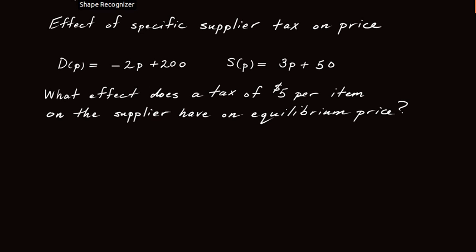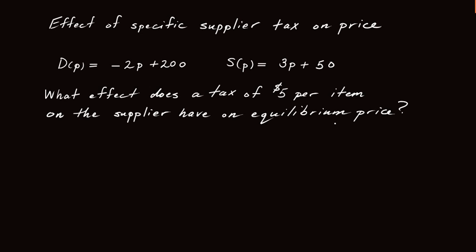In this video, we'll talk about the effect of a specific supplier tax on price. That is, we have a tax on the suppliers, and we want to figure out what happens to the equilibrium price. So I have a demand equation, D of P is equal to minus 2P plus 200, and a supply equation, S of P is equal to 3P plus 50. And the question is, what effect does a tax of $5 per item on the supplier have on the equilibrium price?